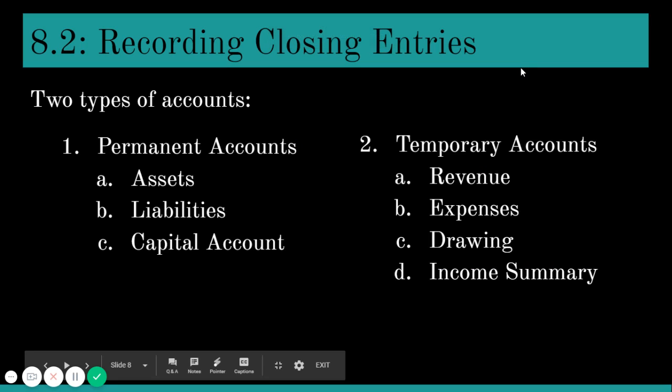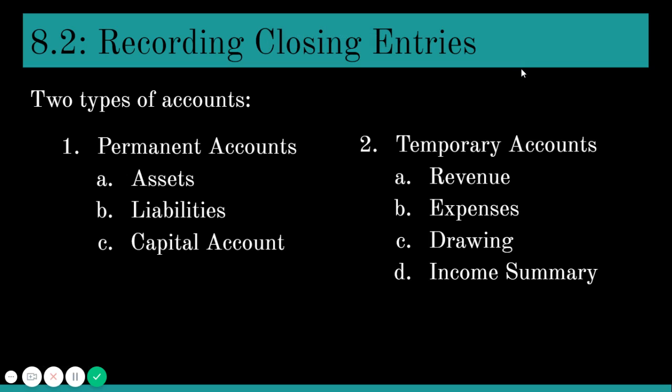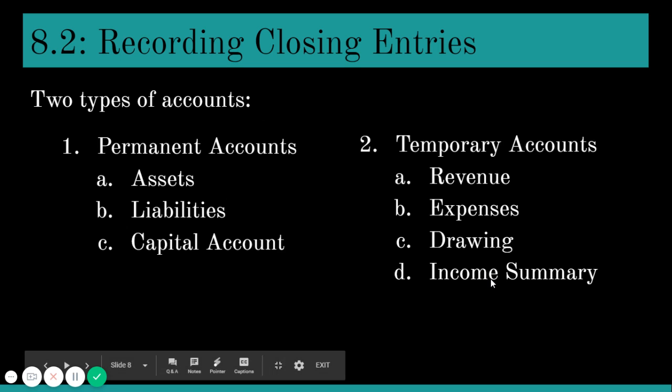Section 2, recording closing entries. There are two parts of our accounts: permanent accounts and temporary accounts. The permanent accounts are assets, liability, and capital accounts. Our temporary accounts are the accounts that we'll be closing out, which will be our revenue, expenses, drawing, and income summary.